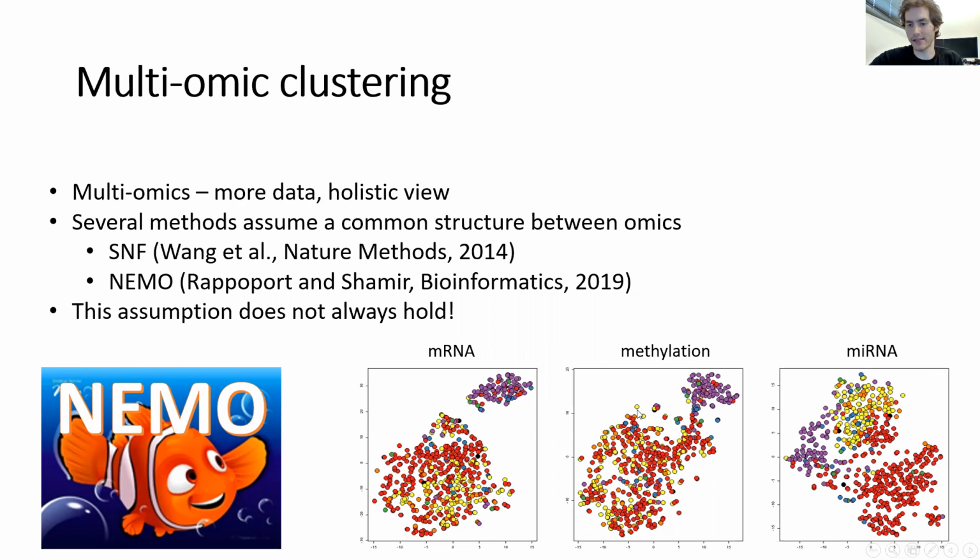Here we see breast cancer data from TCGA, and we see three different omics: gene expression, DNA methylation, and microRNA expression, and we see t-SNE plots of each omic separately. Every point is a tumor, and they have the same coloring across the three different panels. So here, for example, you can see the yellow cluster, which is made of tumors that are similar in terms of their microRNA expression profile, but not very similar in terms of their gene expression profile, and not similar at all in terms of their DNA methylation profile. So we see that samples that are similar in one omic are not necessarily similar in another.